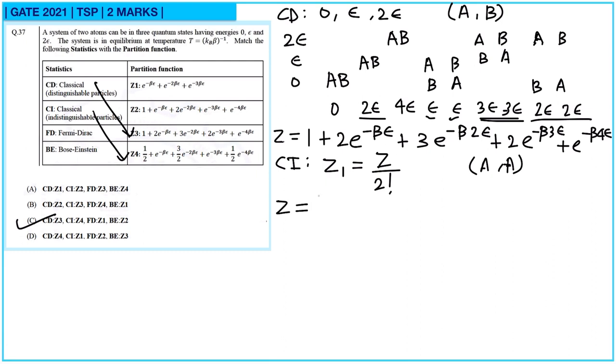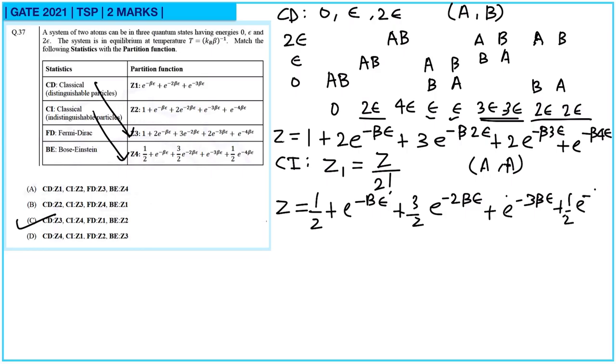So here Z will be 1 by 2 plus e raised to minus beta E plus 3 by 2 e raised to minus 2 beta E plus e raised to minus 3 beta E plus 1 by 2 e raised to minus 4 beta E. So CI is equal to Z4.